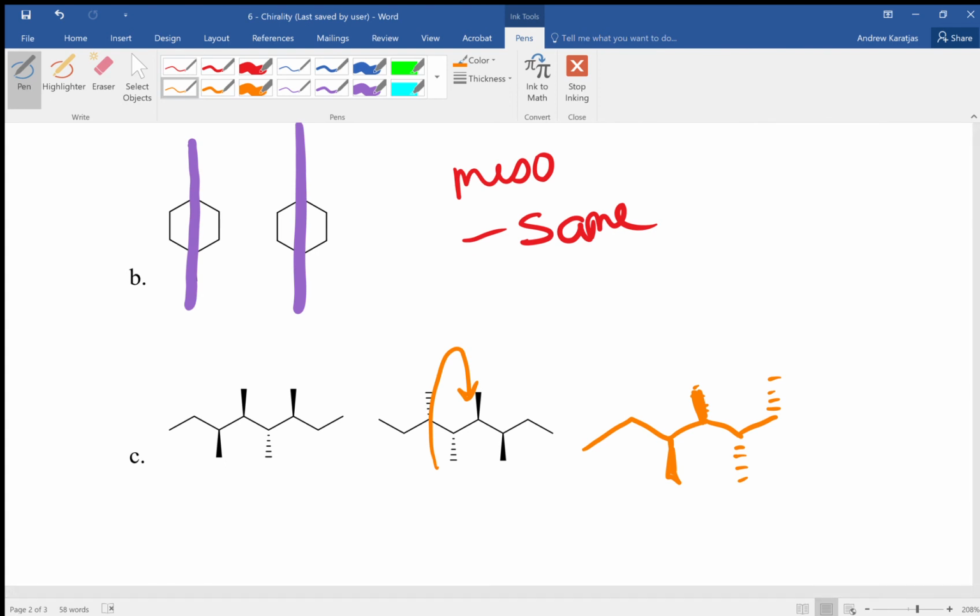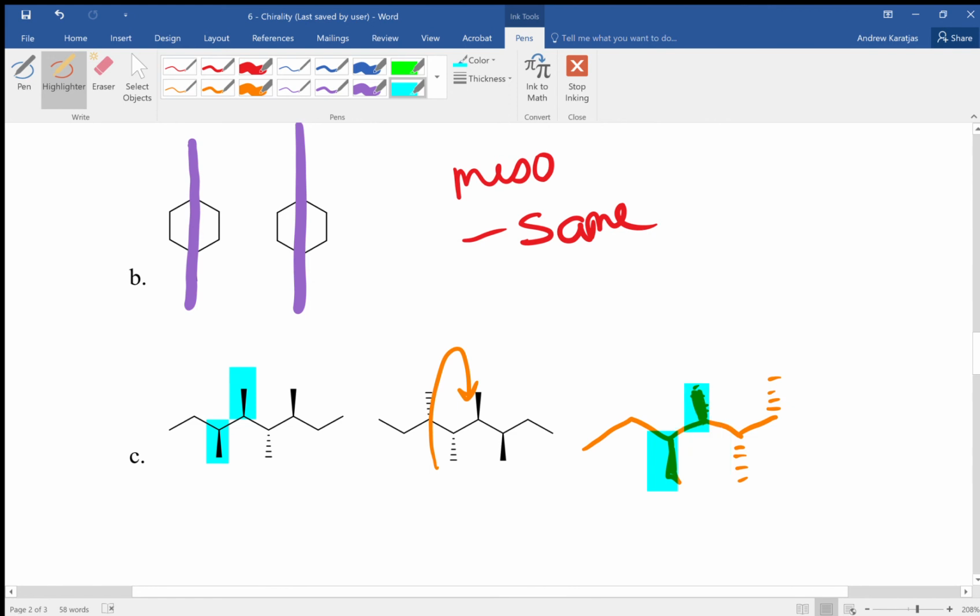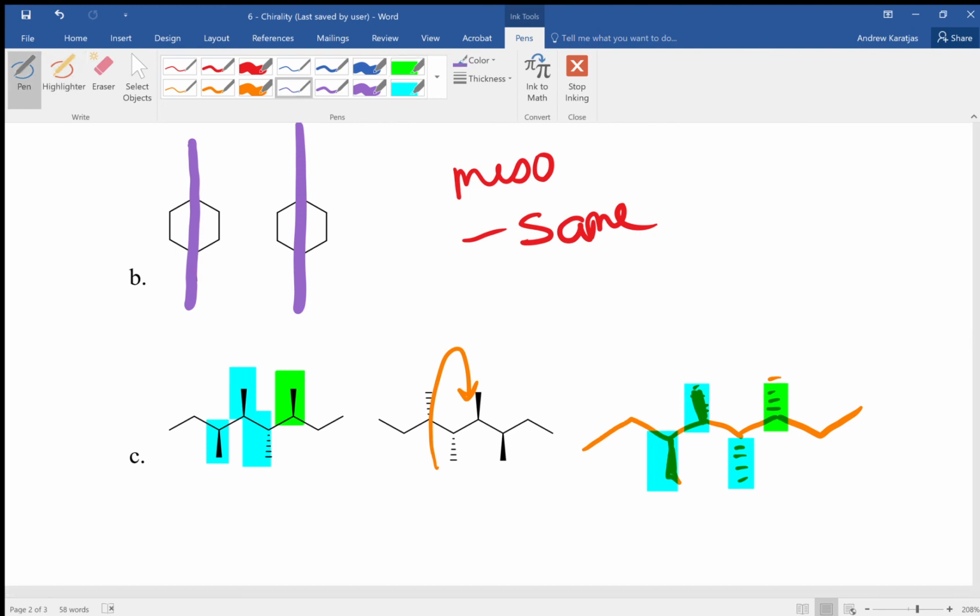And what do we see if we do that? Well, we can see this stereocenter is the same. This one's the same. The third one is the same. But the fourth one has been inverted. And remember, if we change one stereocenter but not all of the stereocenters, that's when we have diastereomers.